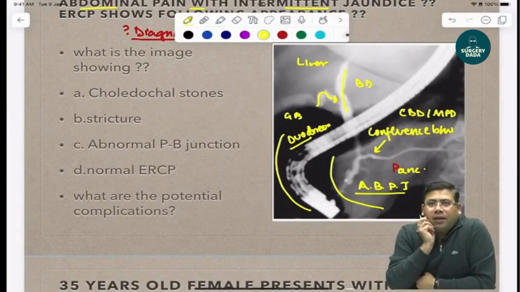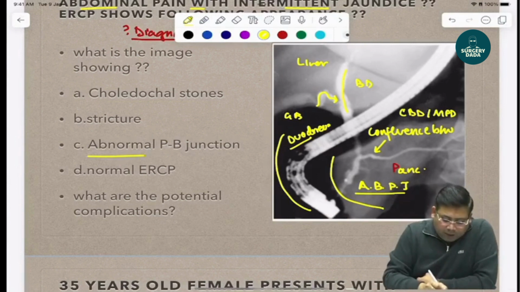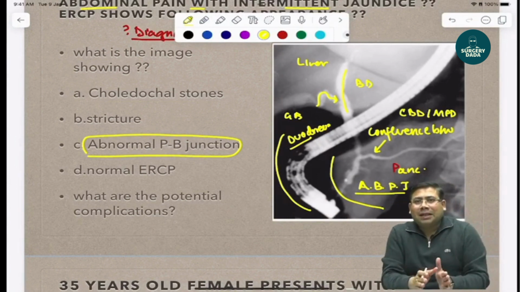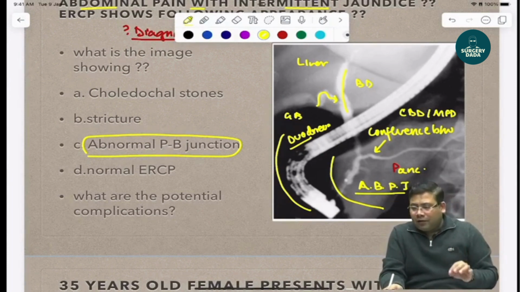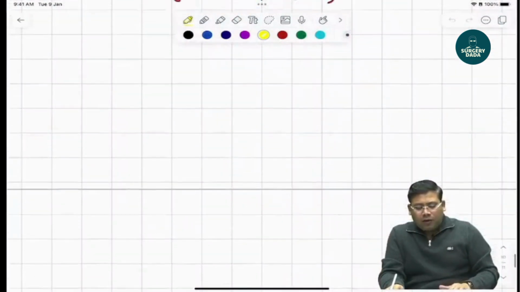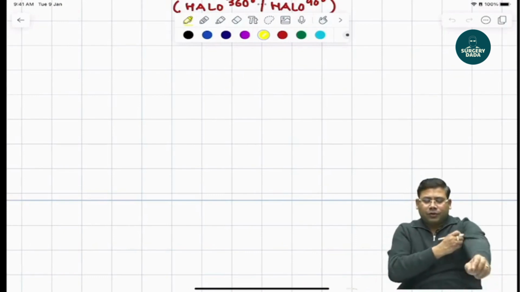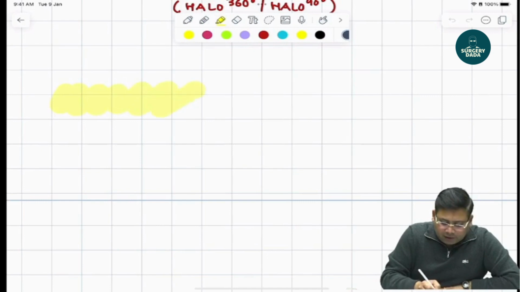This is what is very important. Abnormal biliopancreatic junction. So what will it lead to? ABPJ will lead to choledochal cyst, and this is very important. So let us quickly revise the concept of ABPJ and how we see choledochal cyst, the types of choledochal cyst, and with this I will cover one more question on choledochal cyst also. So let us try to understand each and everything.